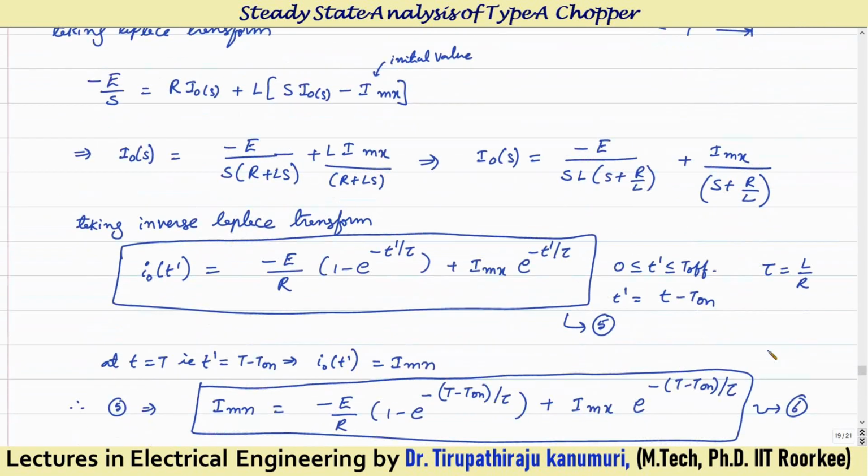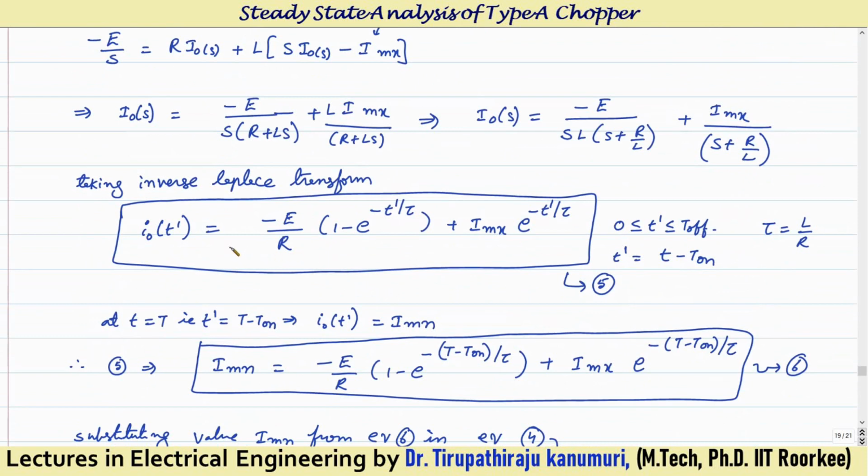Now I am taking the inverse Laplace transform. When you take the inverse Laplace transform, this will become I naught of t dash. Remember, it is not t here, because we are starting that as the initial point, varying from 0 to some value. So I naught of t dash is equal to minus E by R into 1 minus e to the power of minus t dash by tau, plus Imax into e to the power of minus t dash by tau. It is from 0 less than or equal to t dash less than or equal to t off.